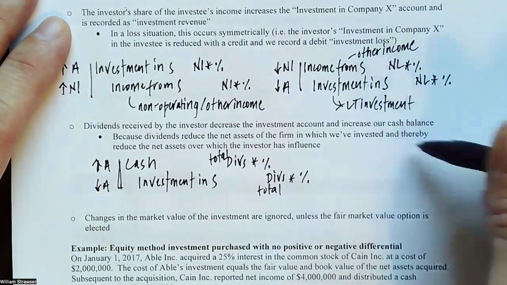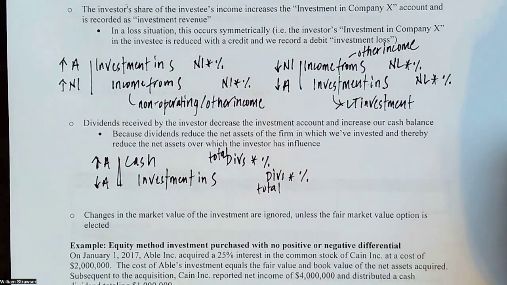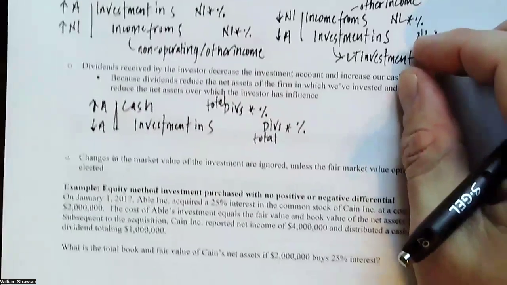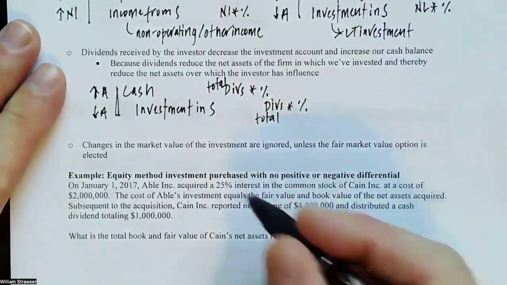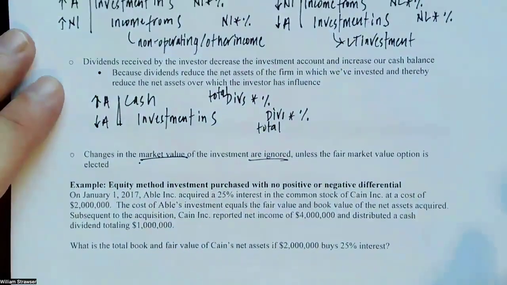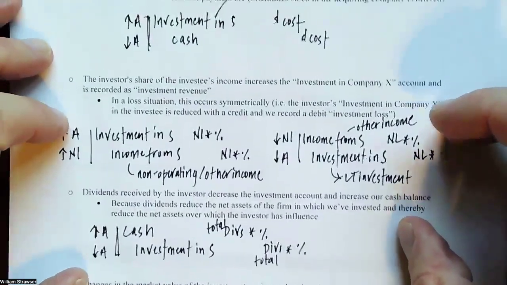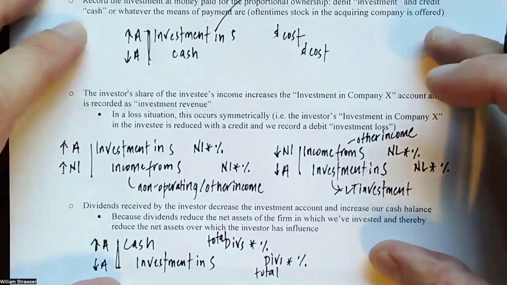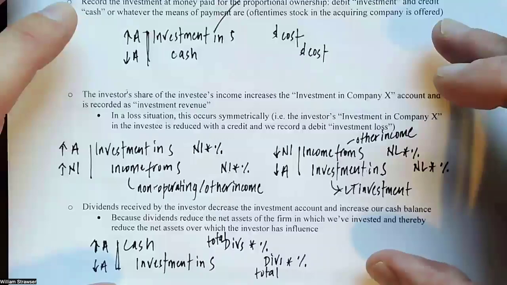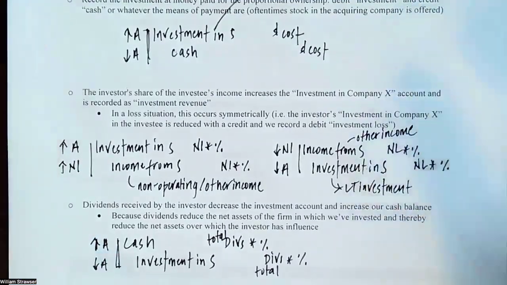And this is a big departure from the way that we record the dividend if we are not under the equity method, but we're doing the fair value method and tracking those price changes. Remember, of course, changes in market value are ignored because we are not looking to sell this investment. We're in it for the long haul. So the more relevant measure is tracking this investment in terms of our proportional change in its equity.